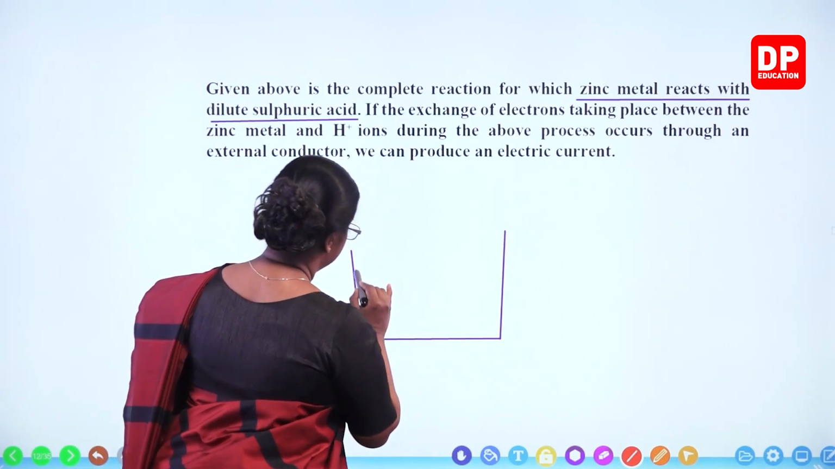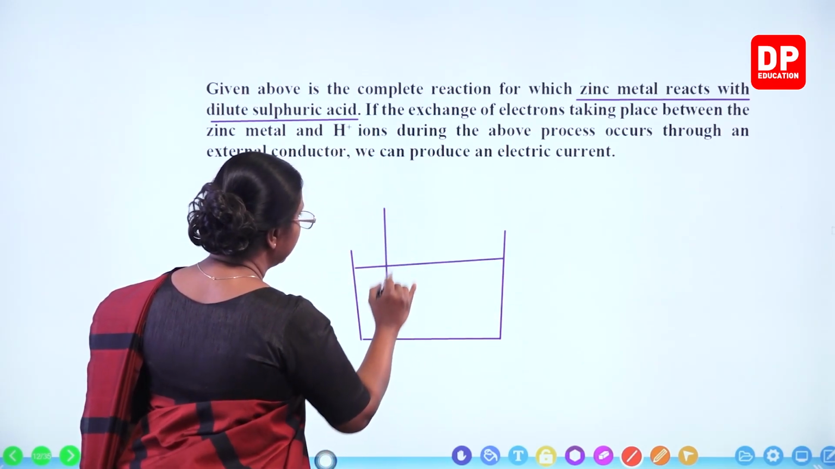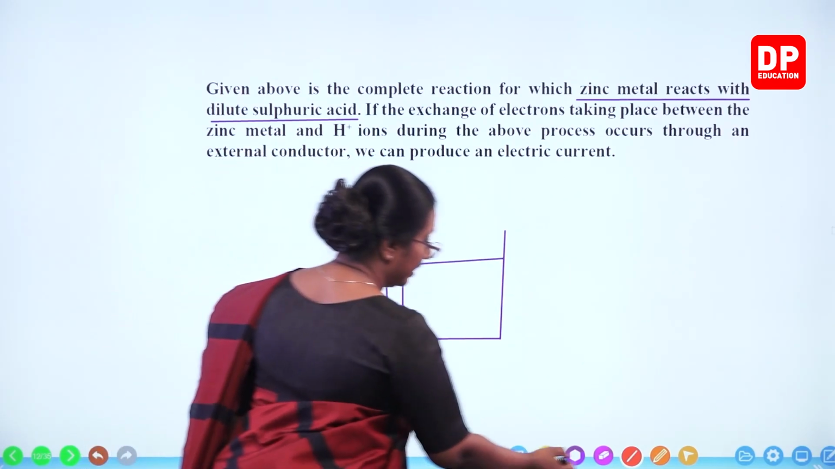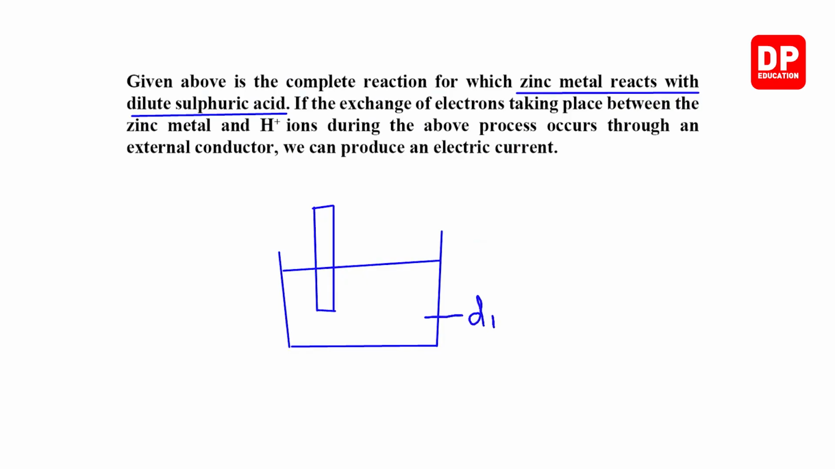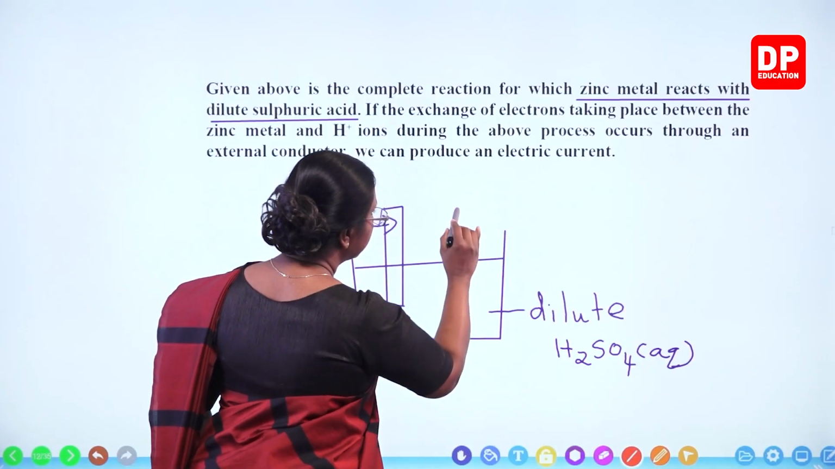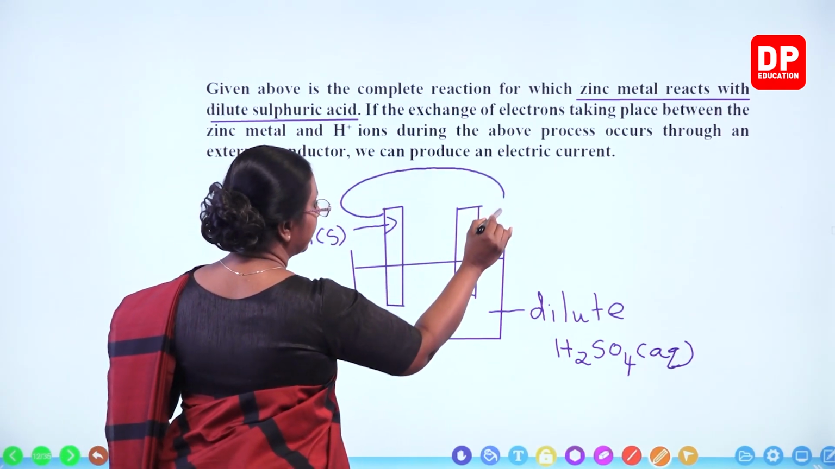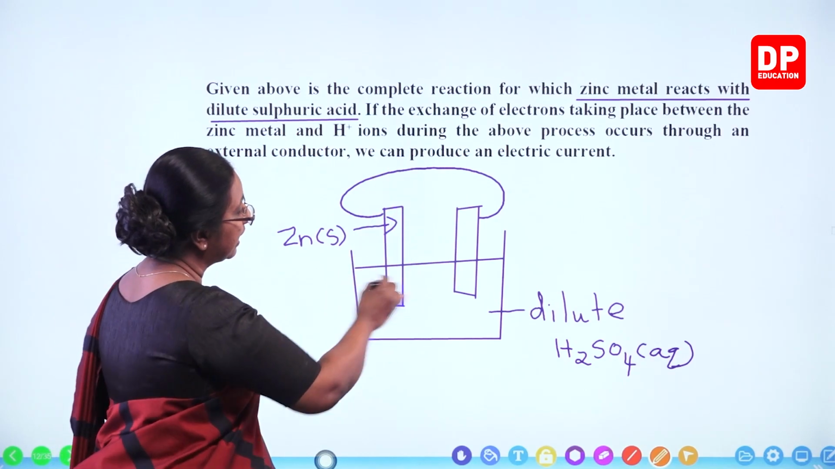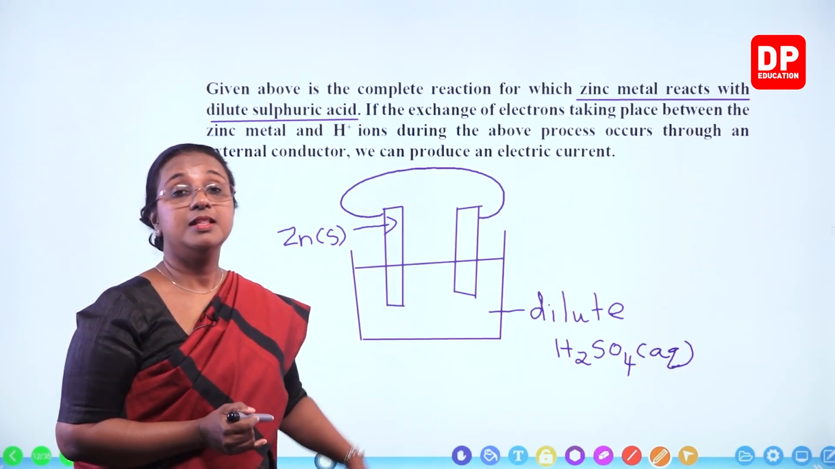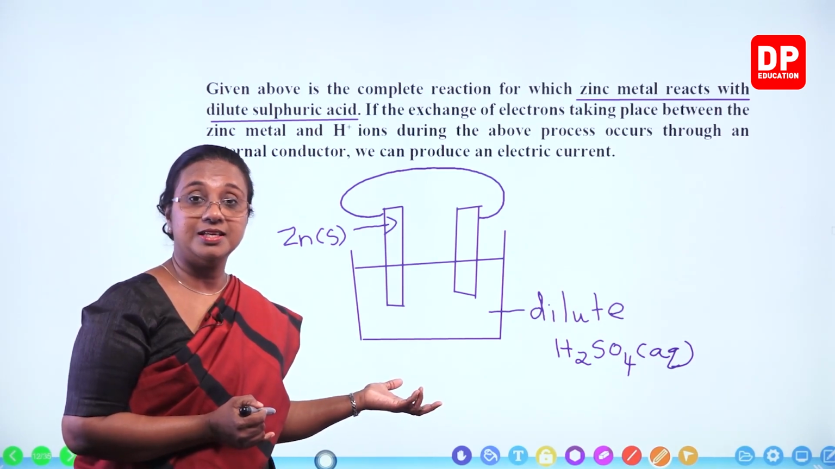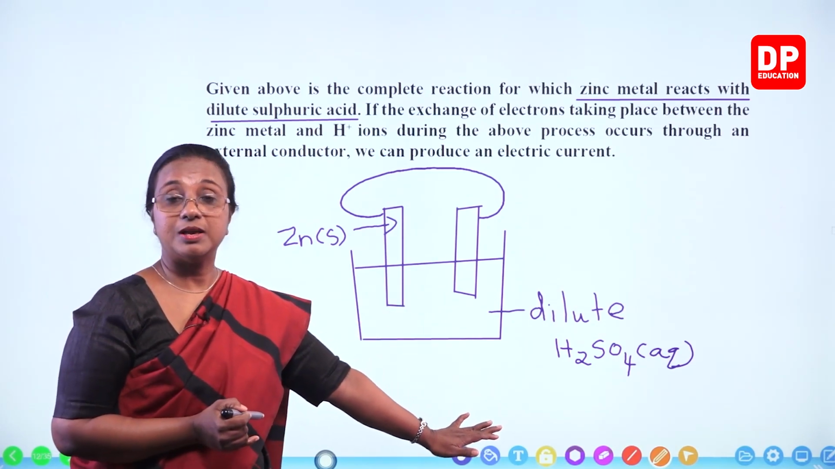Now we had sulfuric acid there. We only had one metal initially. So we had dilute H2SO4 aqueous, and here we had zinc solid. Now if we put another metal into this, and if we can connect it by a conductor, you can make the electrons flow through that conductor. Then of course we can generate electricity. That is when we get the electrochemical cell.